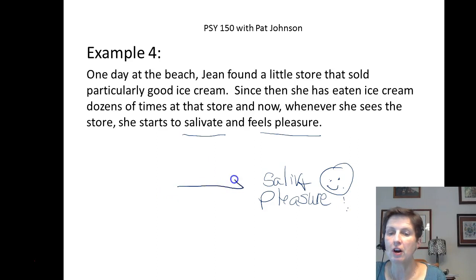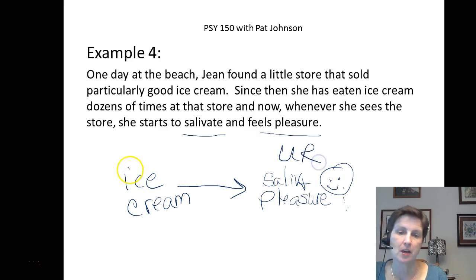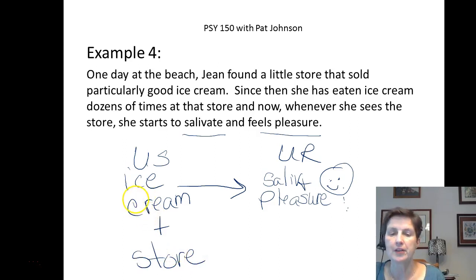So what initially caused the salivation and pleasure? That would have been the ice cream, right? So ice cream. And we don't have to know that ice cream's good. We know that already. We salivate to food, so this would be our unconditioned response and our unconditioned stimulus. And what happened before she saw the ice cream? She would see the store. So, seeing the store, and then she would have ice cream and salivation and pleasure.